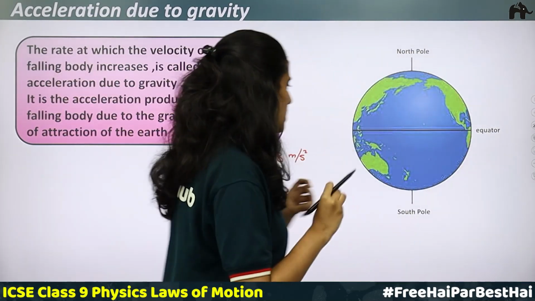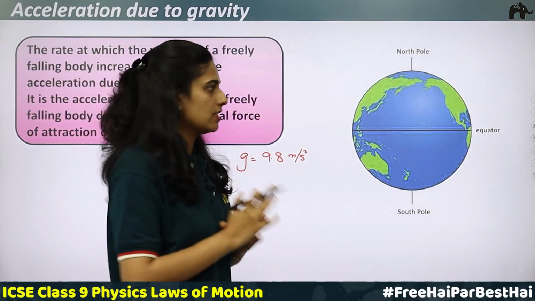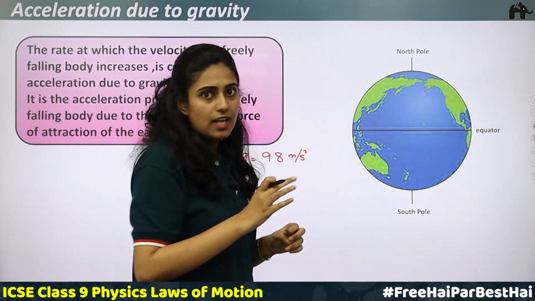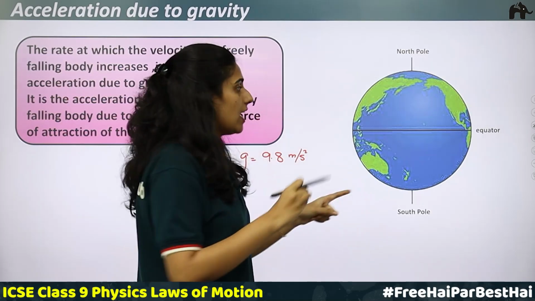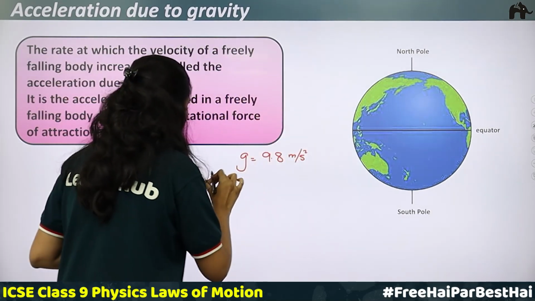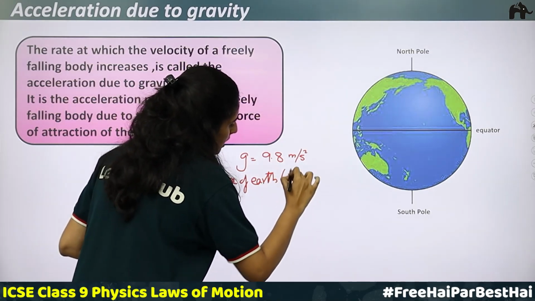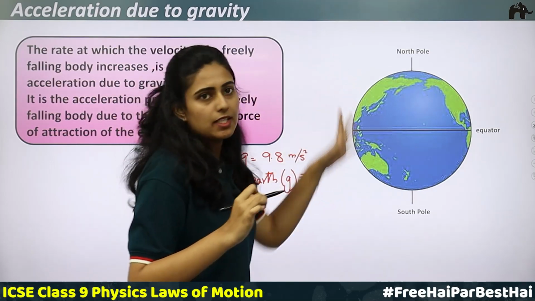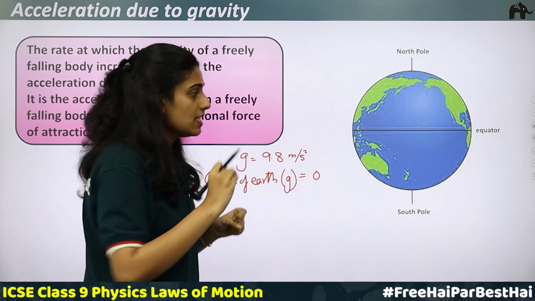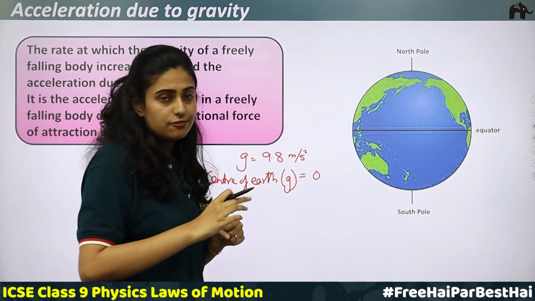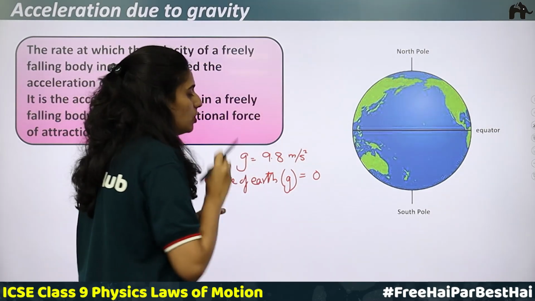Now, the value of g is not same on every surface of the earth. Okay, at different points it will be different. For example, the acceleration due to gravity at the equators will be slightly less than that at the poles. Okay, and the acceleration due to gravity is 0 at the center of earth, and it is maximum at the poles. Okay, now the value of acceleration due to gravity decreases when the height from the Earth's surface or the depth from the Earth's surface increases. Okay, accordingly the acceleration due to gravity is decreasing.